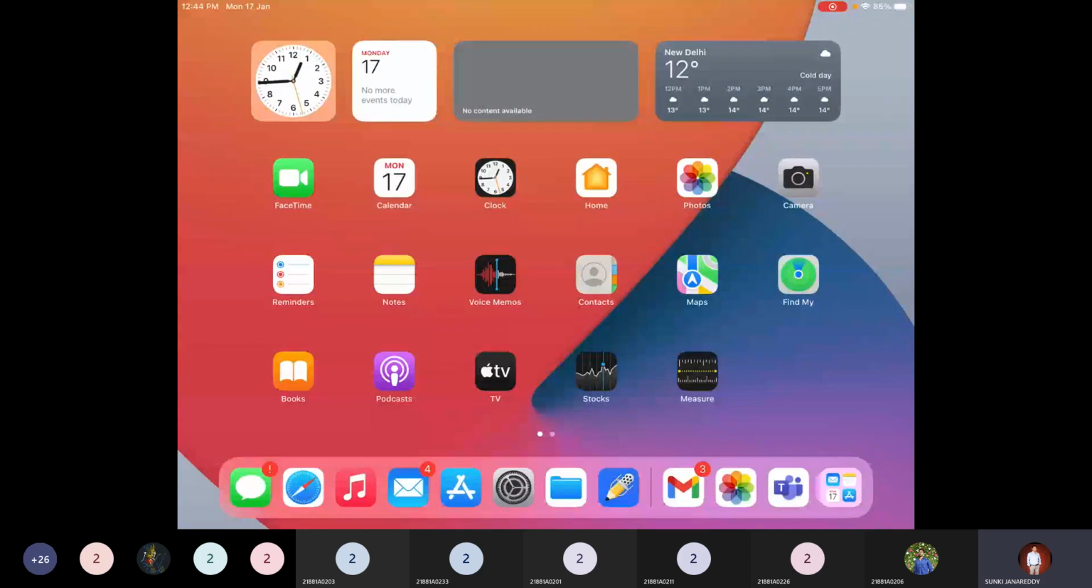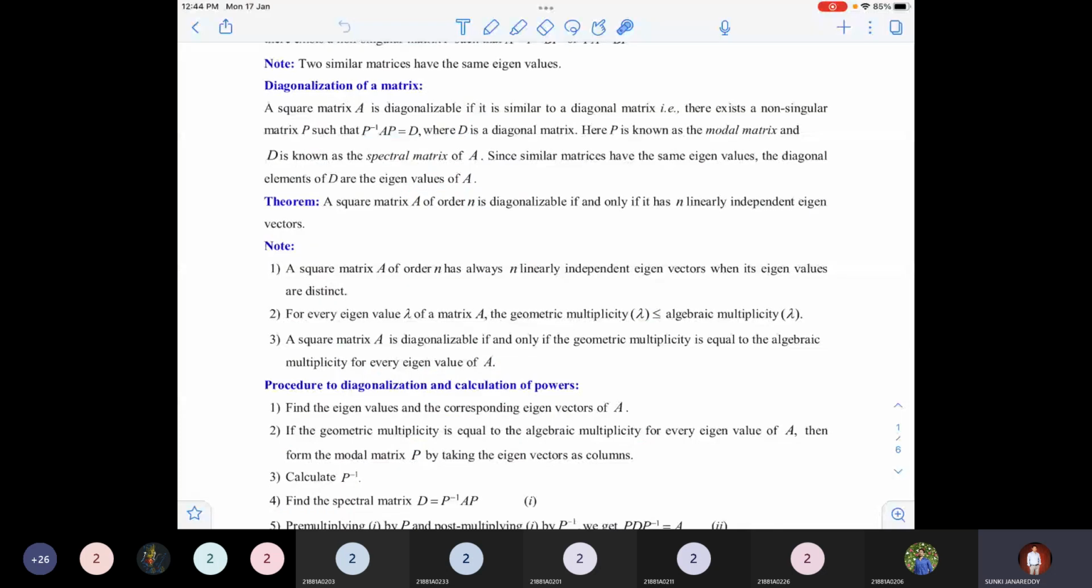If we have distinct eigenvalues, then we can get linearly independent eigenvectors. That is already discussed in the offline classes. Distinct eigenvalues means we can get the linearly independent eigenvectors; that is already you know.